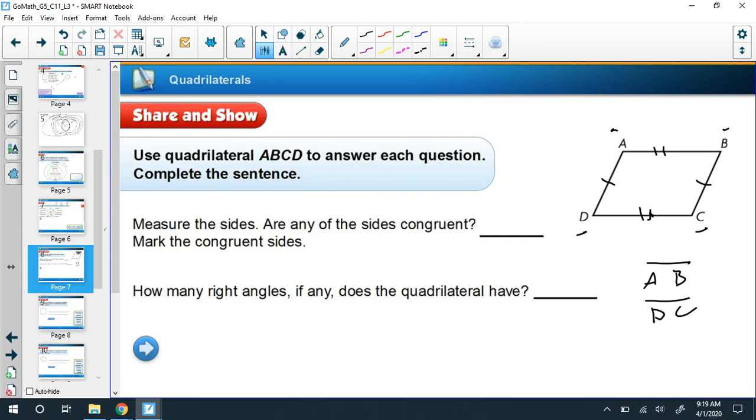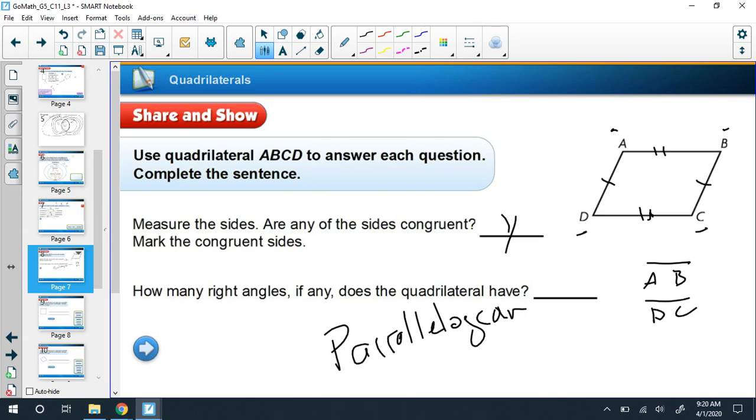So measure the sides. Are any of the sides congruent? And the answer is yes. Do we have any right angles in this quadrilateral? The answer here is no. So if we were to classify this, then we would say that the quadrilateral ABCD is in fact a parallelogram. Oh, gosh, I just feel like this word has got like 15 L's and a lot of vowels in it, and I do my best with spelling it.